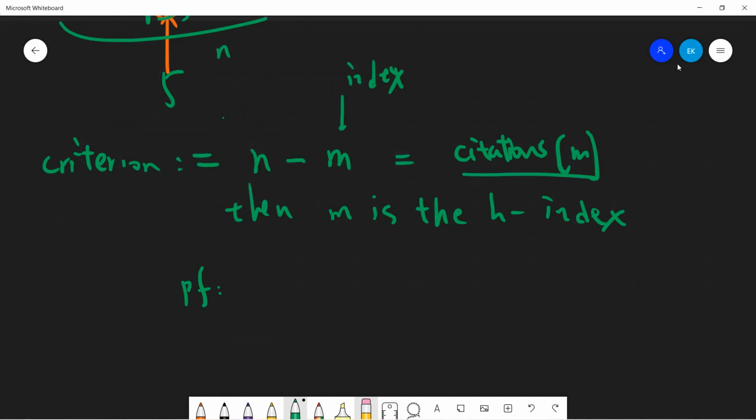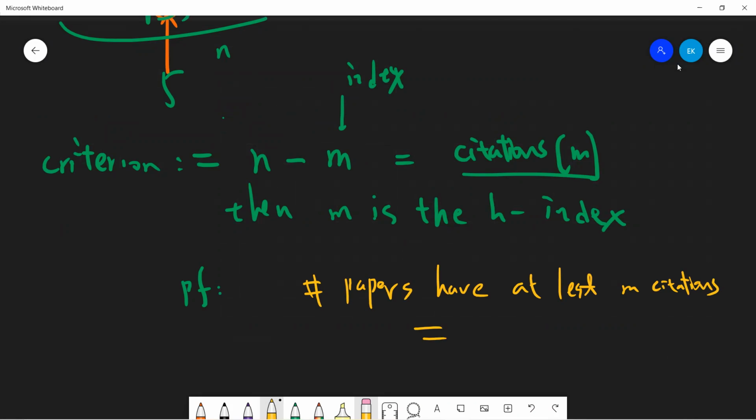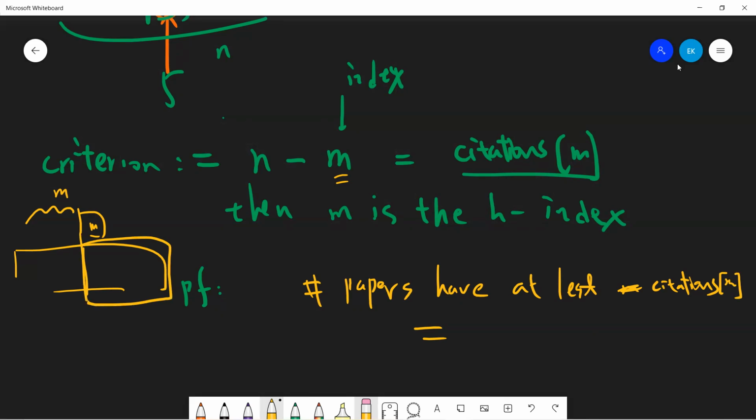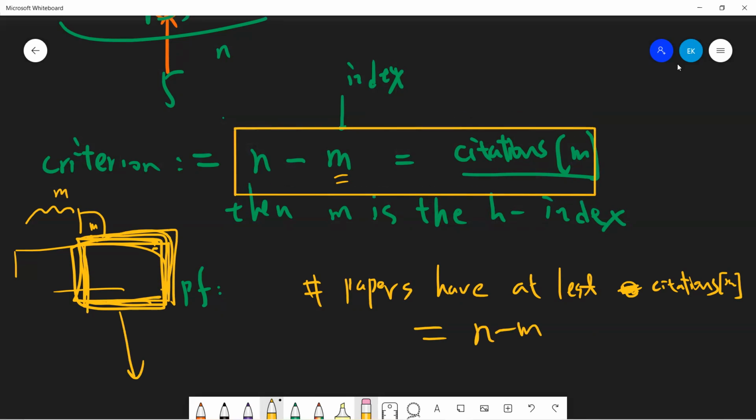The proof is very simple. Let's say the index is m, which means there are n minus m papers from this position onward. So the number of papers that have at least m citations is exactly this part, which is n minus m. So it exactly matches this criterion.